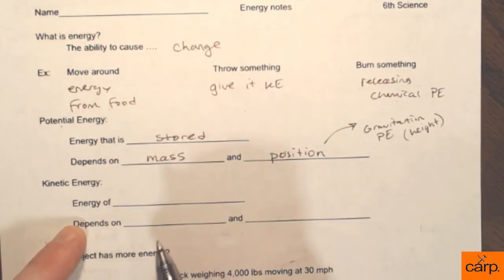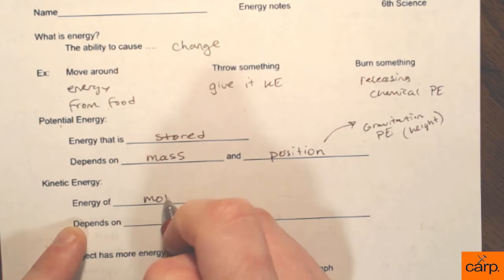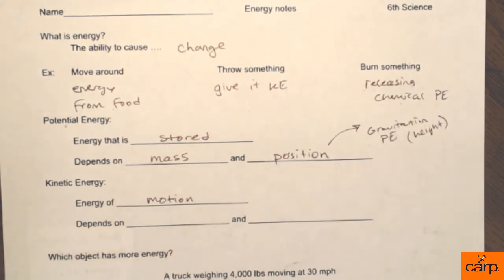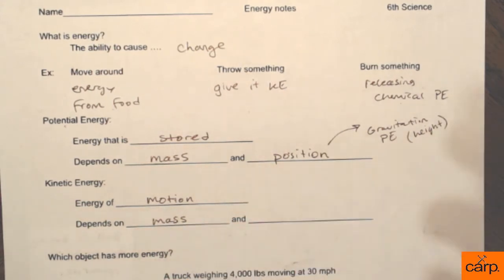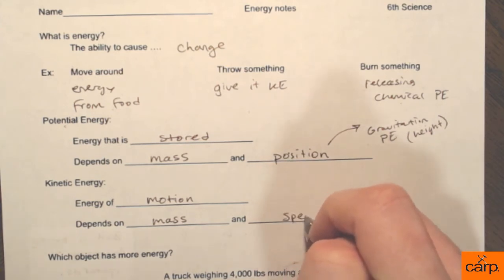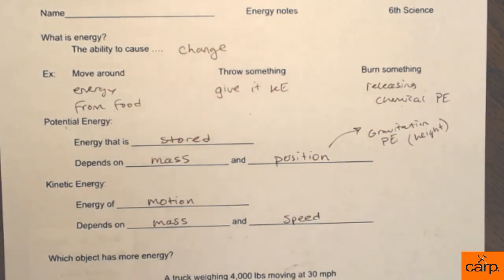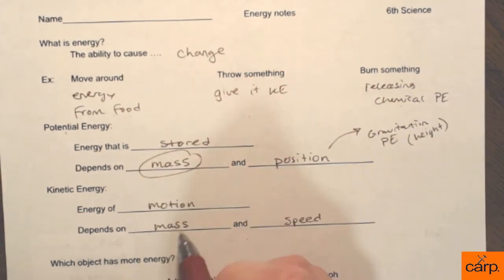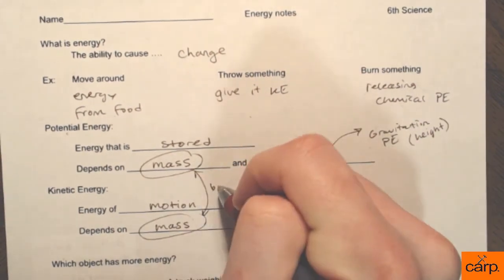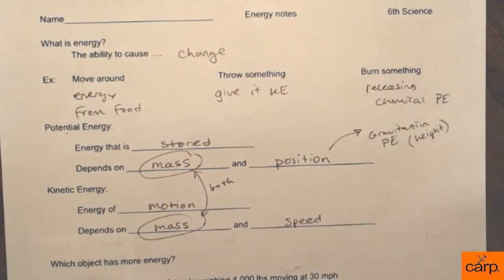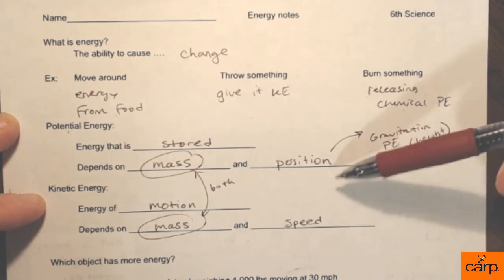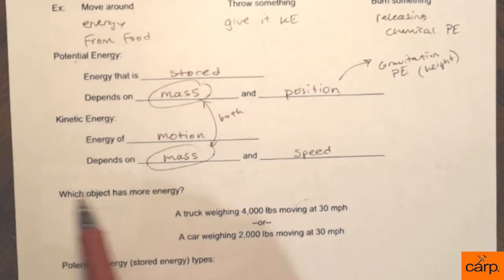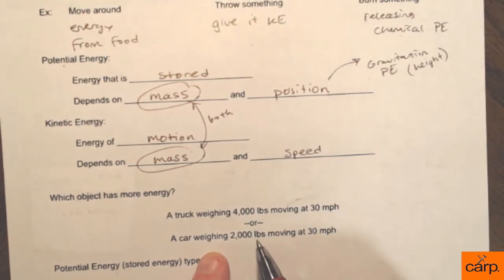Next one, kinetic energy. Kinetic energy is energy of motion. So things that move have kinetic energy. And if we want to measure kinetic energy, we have to look at the object's mass, so that's the same, and its speed. Right. Now, notice mass is in both. So the real thing that's going to give away if something has more potential or kinetic energy is its position or speed.